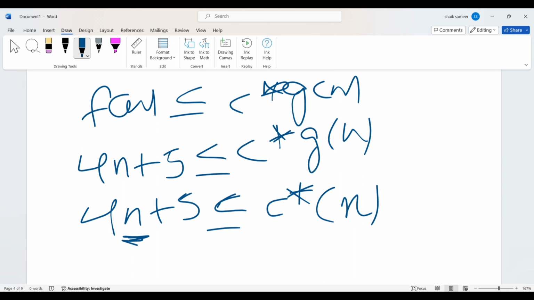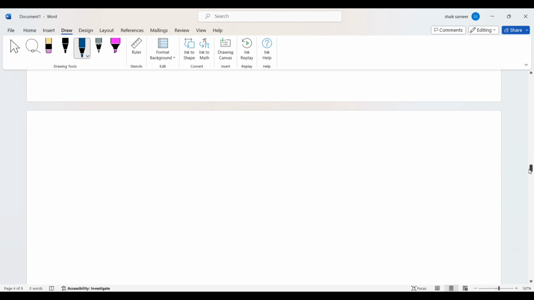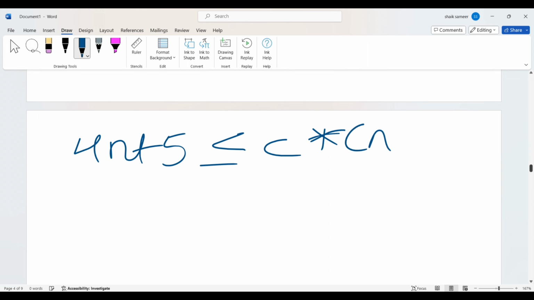Okay, you have to understand how we are going to substitute the g of n value. So for a particular value of c, 4n plus 5 becomes less than or equal to c into g of n, c into n. Okay, so if I substitute c equals 1, n equals 1, it becomes 4n plus 5 less than or equal to c into n, with c equals 1, n equals 1.